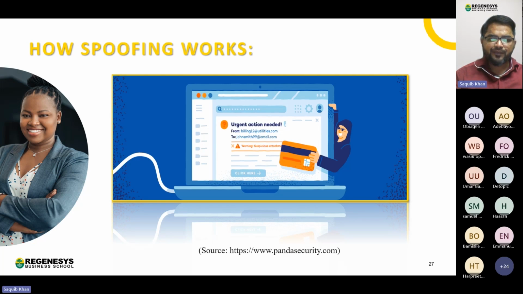Okay, is it clear? Now, how does spoofing work? The origin of spoofing is in the late 1800s, when it referred to any act of trickery or deception. In modern times, the name spoofing refers to a type of cybercrime that involves scammers disguising their identity to trick unsuspecting individuals. So how can you stop such emails?